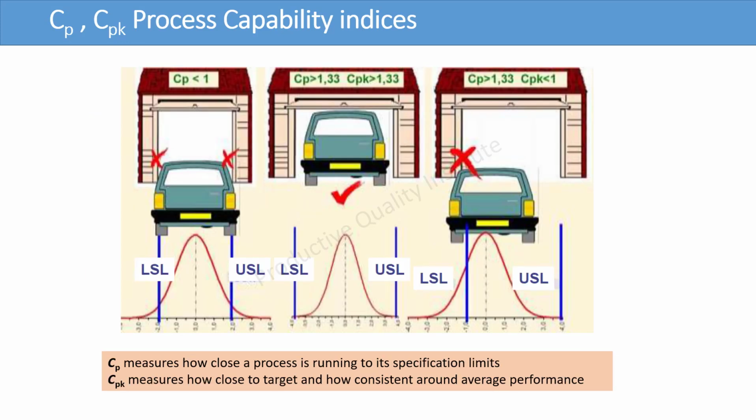The only correct situation for the car parking is when the car is centered and within the limit. As in the situation in the middle, when CP and CPK are equal and larger than 1. It is important to remember the following. CP measures how close a process is running to its specification limits. CPK measures how close to target and how consistent around average performance.